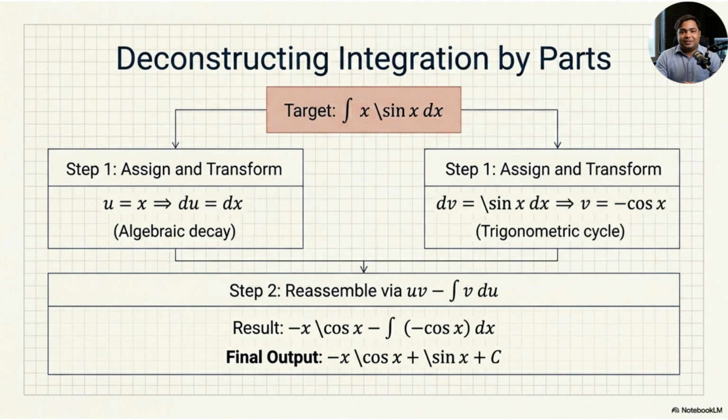The important lesson is that integration by parts is like disassembling a product. We separate the product into one part to differentiate and one part to integrate. Then we reassemble the result using the formula. For pronunciation, this result can be spoken as the final answer is negative x cosine x plus sine x plus the constant c.